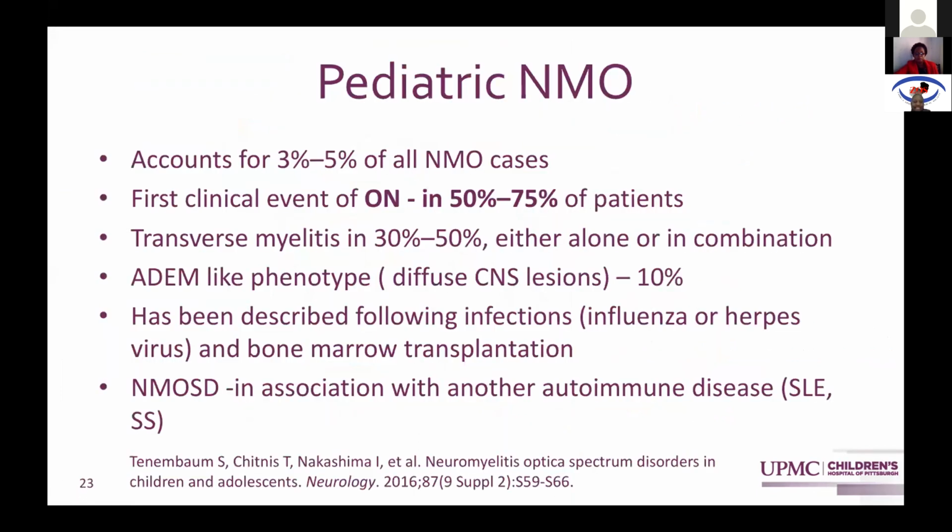Now, specifically pediatric NMO, it's again not as common, but it accounts for about 5% of all NMO cases. What's important for us as ophthalmologists is that the first clinical event, that is optic neuritis, is seen in about half to three quarters of these patients with pediatric NMO. Transverse myelitis is slightly lesser, that's 30 to 50% as the first presenting symptom. They can have an ADEM phenotype. It has also been described following viral infections or in association with other autoimmune diseases such as SLE or Sjogren syndrome.